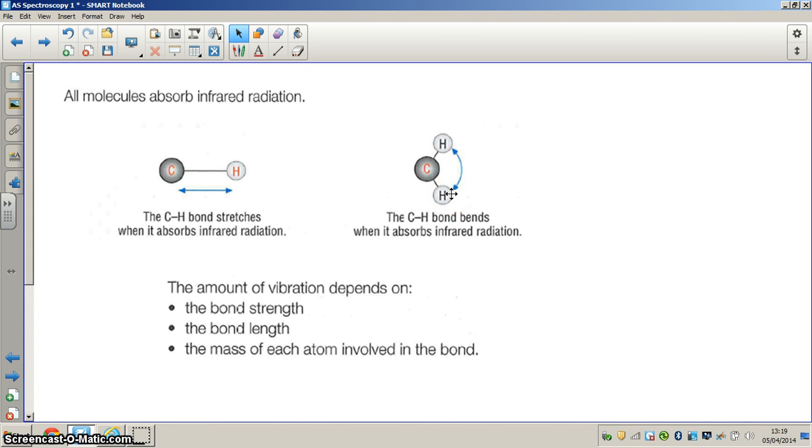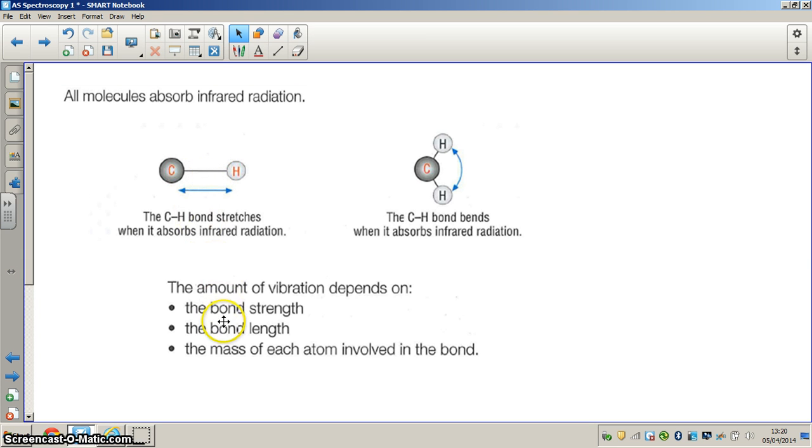Now, the amount of vibration depends upon basically three things. The bond strength. So if we have a carbon-carbon double bond, it's going to be stronger than a carbon-carbon single bond, obviously. So a carbon-carbon single bond will vibrate more than a carbon-carbon double bond, and it will happen at a different frequency in the spectra.